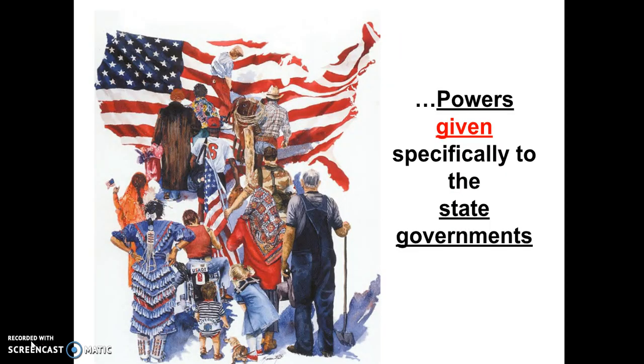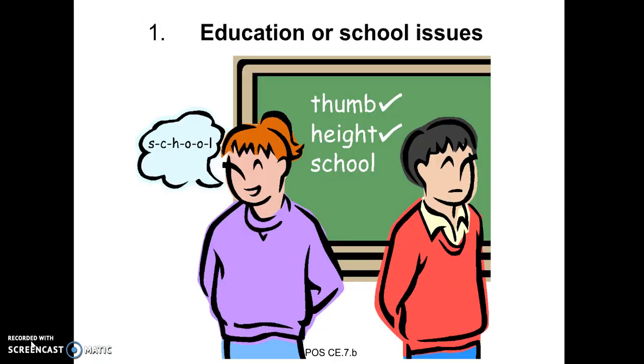All right, then we have reserved powers. These are the ones given specifically to state governments. So states are in charge of education or school issues. It's the state, the Virginia Department of Education, that determines what you learn here. Fairfax County has almost no say in what we have to teach in every one of your classes. Fairfax County has different ways that we implement it possibly, but it is a state issue. And they do have to comply with some national regulations, but it is a right reserved for the state.